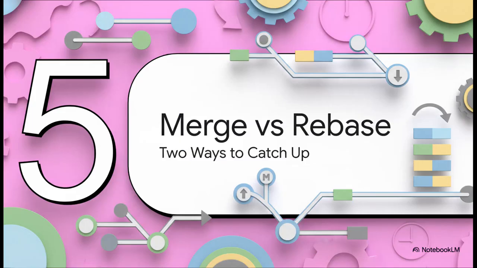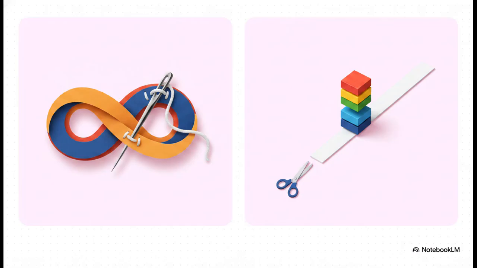All right, Section 5, Merge versus Rebase. Two ways to actually catch up. Now, fetching tells you what changed, but it doesn't bring those changes into your branch. To actually catch up, you have to make a choice between merging and rebasing. Let's contrast them for a second. Merging combines changes by stitching the two histories together into a brand new commit. It's an honest history, nothing gets rewritten, making it a super safe default.